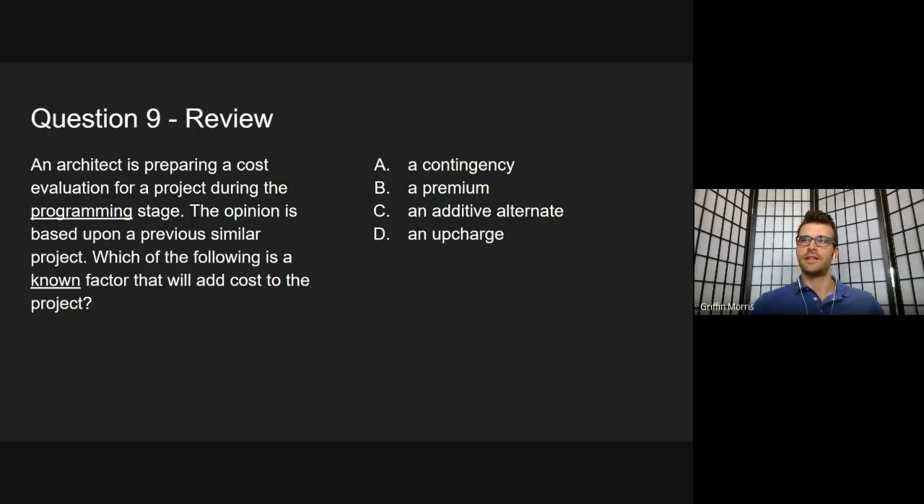So question number 9 asks, an architect is preparing a cost evaluation for a project during the programming stage. The opinion is based upon a previous similar project. Which of the following is a known factor that will add cost to the project? So this question is tricky in that all of these things can add cost to a project. But we want to know which of them is known at the programming stage, and which definitely will, not may, add cost to the project.